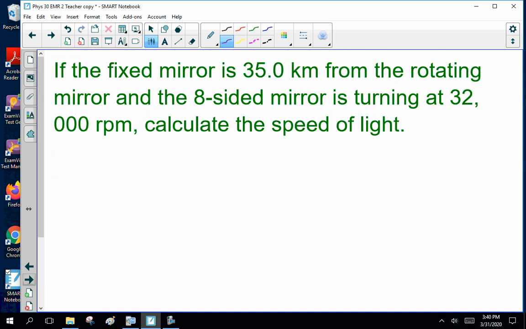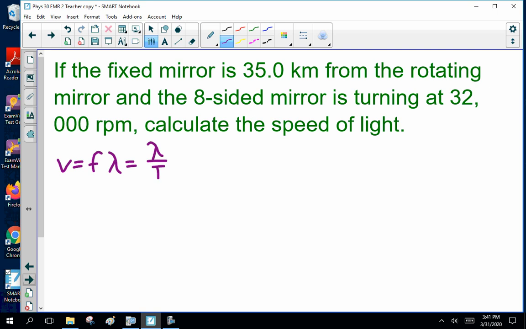Now, if the fixed mirror is 35 kilometers from the rotating mirror and the 8-sided mirror is turning at 32,000 RPM, calculate the speed of light. Now, this is a typical diploma question. Okay? So, first things first, velocity is frequency times wavelength, the universal wave equation, which is also wavelength divided by the period.